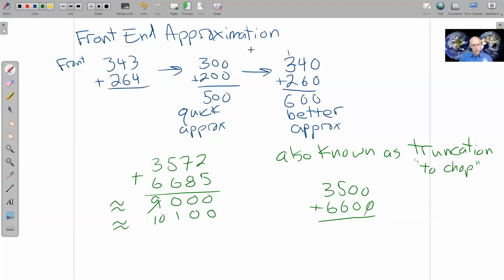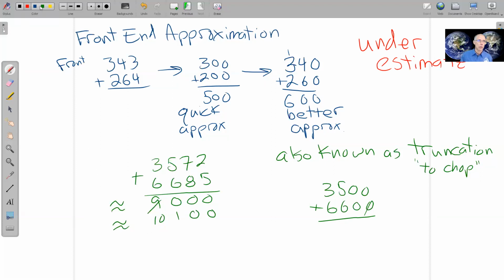And that's a pretty common strategy that's used when teaching kids how to approximate stuff. It is not rounding, right? That's not the way I would round those 2 numbers. So front end approximations and truncation almost always lead to an underestimate. Rounding, on the other hand, will sometimes be an overestimate and sometimes be an underestimate. It depends on the other digits, right?